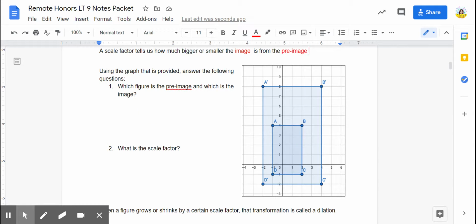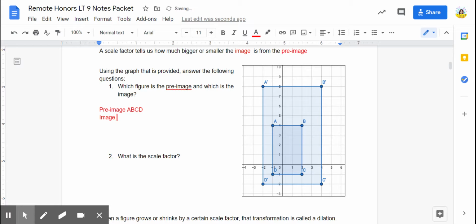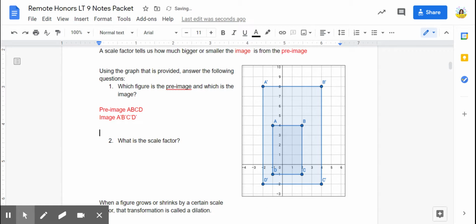So which figure is the image? Which one is the pre-image? The pre-image would be ABCD. The image is the result, that is A prime, B prime, C prime, D prime. So that's your image and your pre-image. All right, and then what's the scale factor? We just decided that we went from this smaller figure to our bigger one. We took each of our side lengths and multiplied it by 2. So our scale factor would be 2.